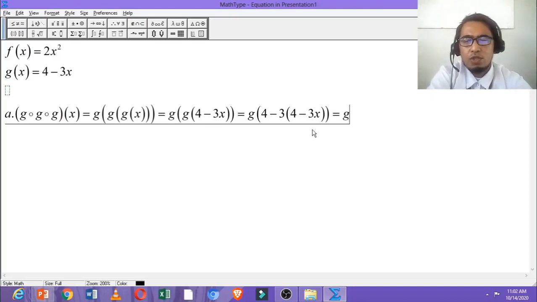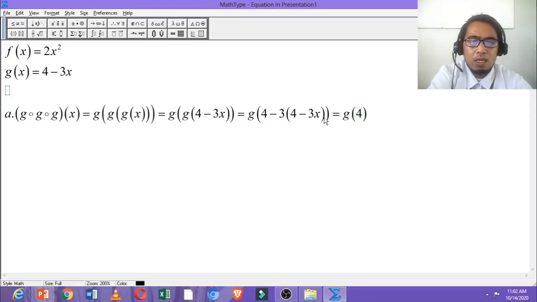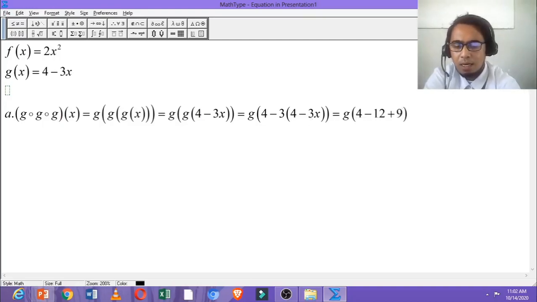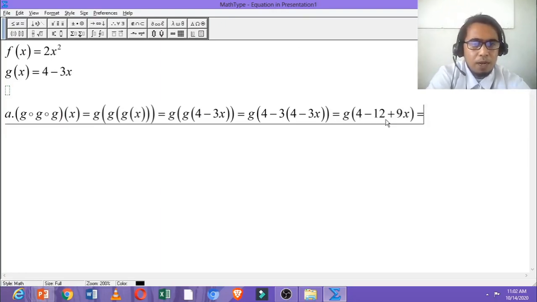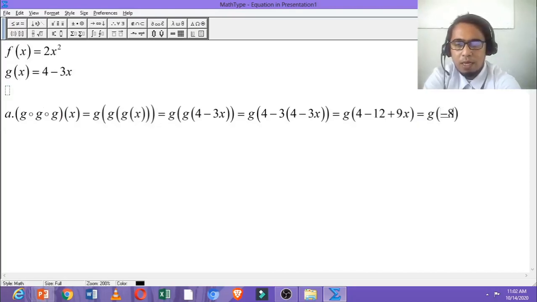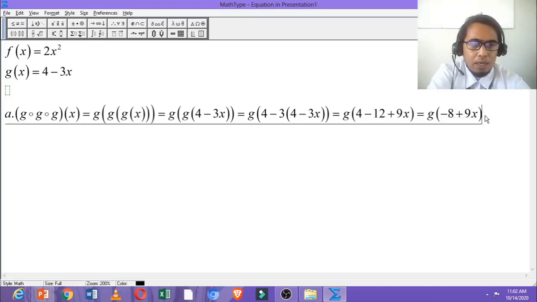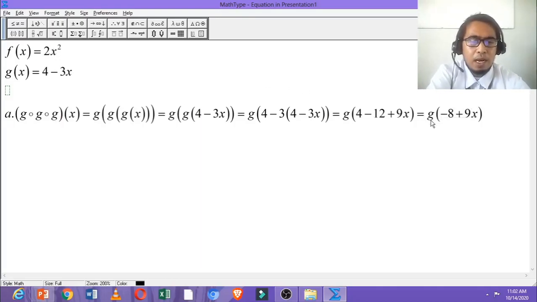So you will now have g of 4. We need to distribute negative 3 in each term, so it will be negative 12 as you distribute negative 3 to 4. As you distribute negative 3 to negative 3x, it will be plus 9x. But then we can simplify 4 minus 12, that is just negative 8. So you will now have negative 8 plus 9x. Then after that, we will be performing the last g.